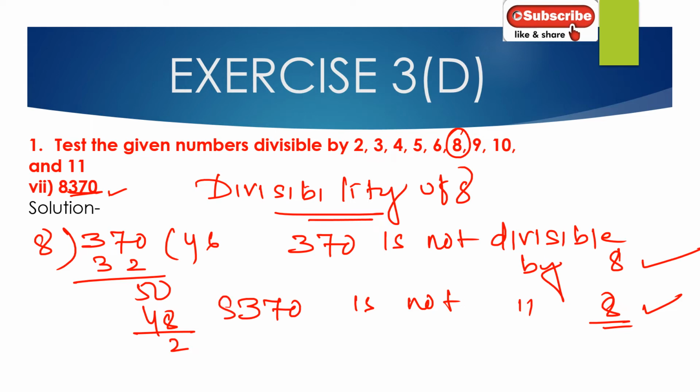So the number 8370 is not divisible by 8. Now we'll check whether the number 8370 is divisible by 9 or not.